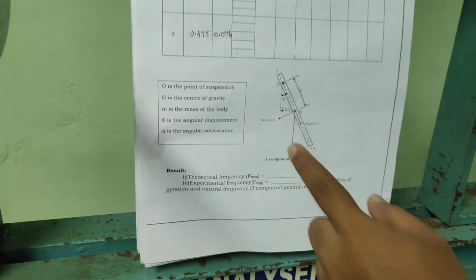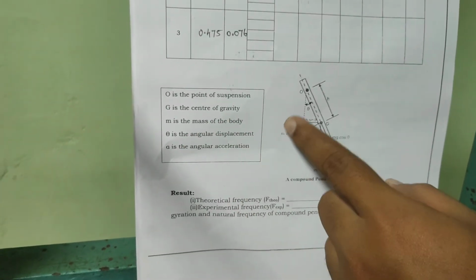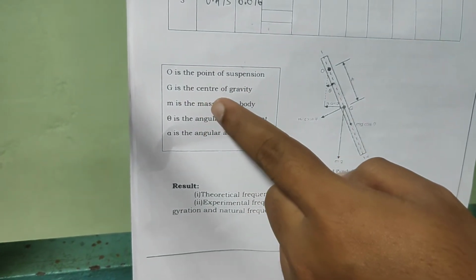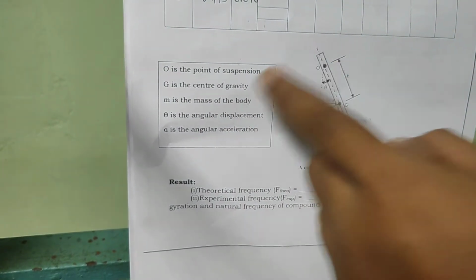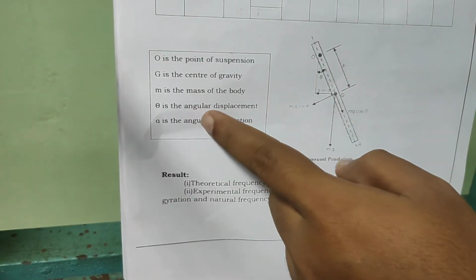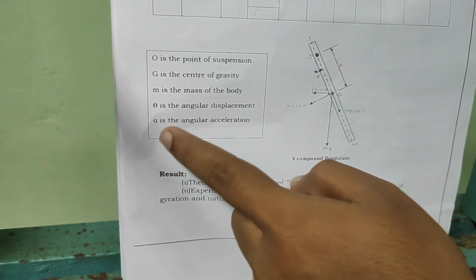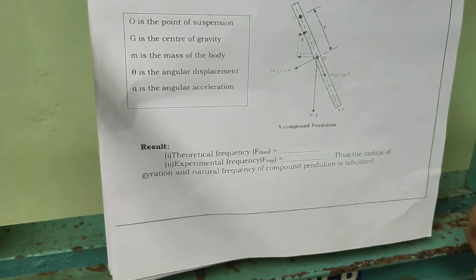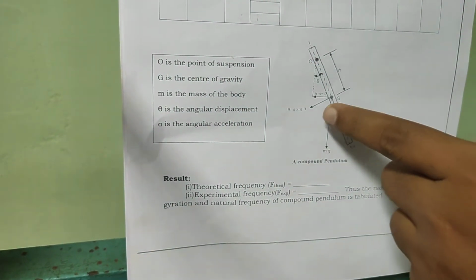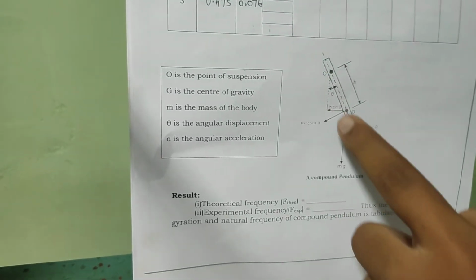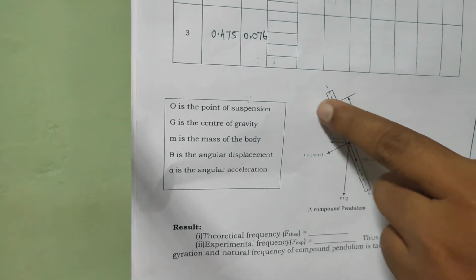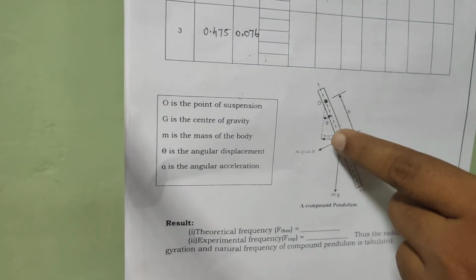This is the compound pendulum construction. It has points O and G. O means the point of suspension, G is the center of gravity, M is the mass of the body of the compound pendulum, theta is the angular displacement and alpha is the angular acceleration. First, place the point of suspension at the fixed point O and measure the distance OG to the center of gravity G, and mention it in the table.